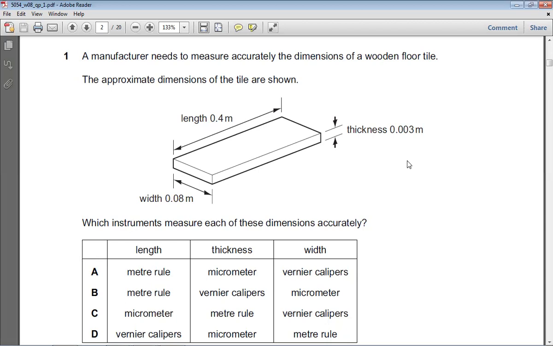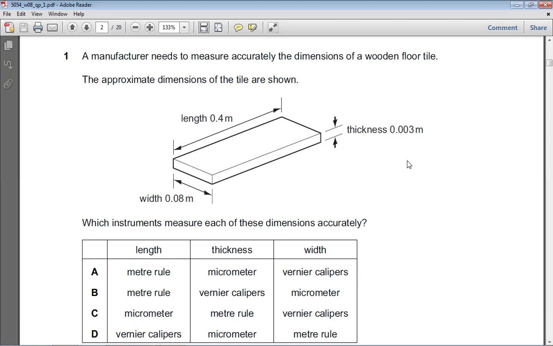And the thickness is 0.3 centimeter. So for this purpose, a vernier caliper can be used. We can also use a micrometer. So let's think. For length, definitely meter rule. So the answer is out of A and B. For thickness, we can use micrometer. We can also use vernier caliper, but it will be better to use a micrometer. Especially the width, which is 8 centimeter. For it in A and B, we have two options, vernier caliper and micrometer.